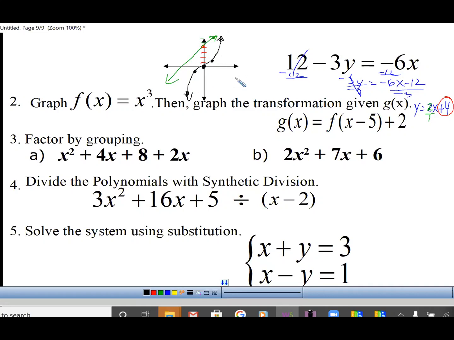But they give us a transformation, g of x equals f of (x minus 3) plus 2. Applying this transformation to the cubic, I need to put the little cube right here outside the parentheses. And I need to rewrite this. So I write g of x equals, we no longer need the f notation, we just do parentheses x minus 3 cubed plus 2.